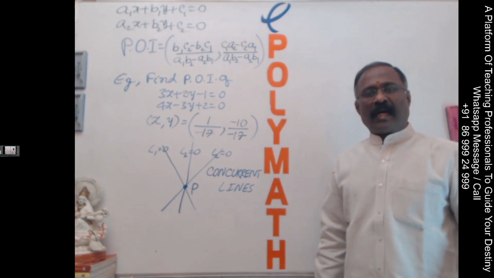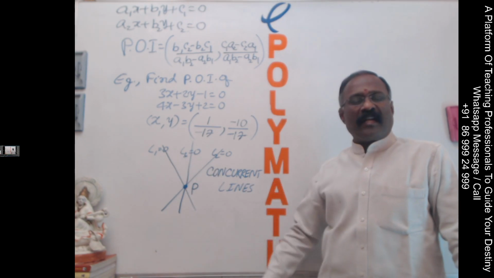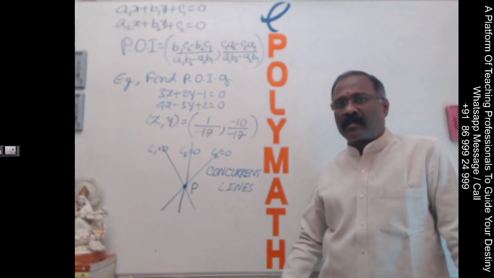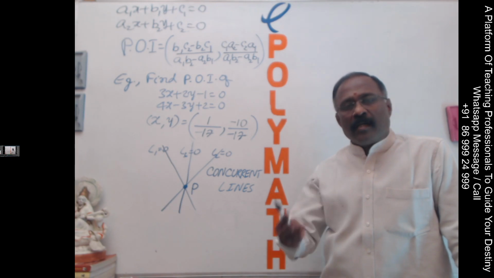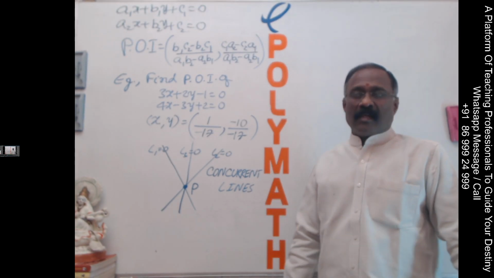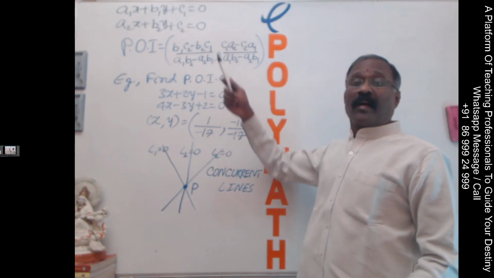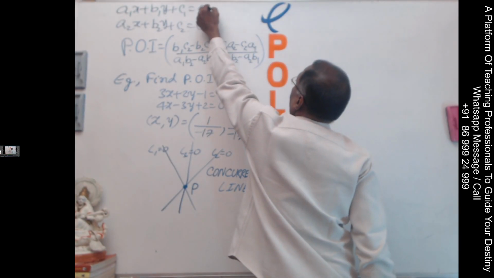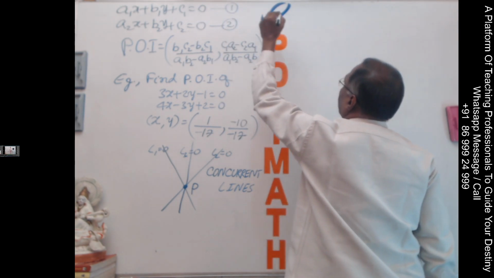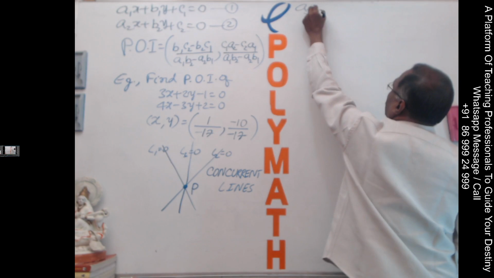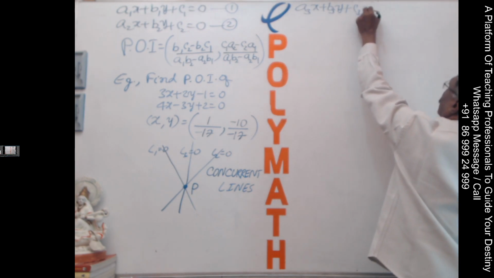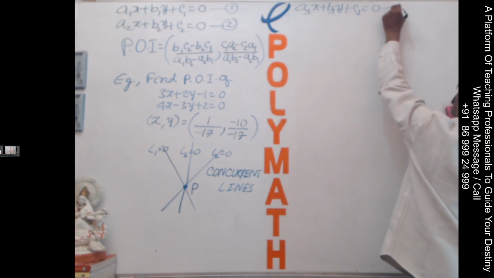So what is the meaning of concurrent lines? Simply, if you solve any two lines among the three, and their point of intersection satisfies the third equation, then we say that those three lines are concurrent. Now, these are the two lines here. This is 1. This is 2. Let me take 3 here: A3x plus B3y plus C3 equal to 0.